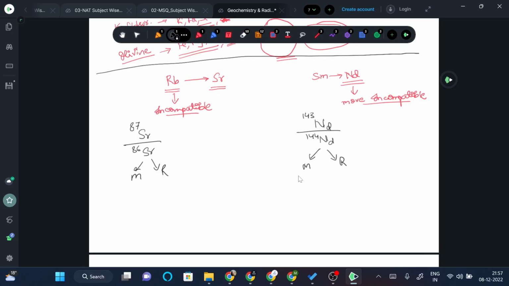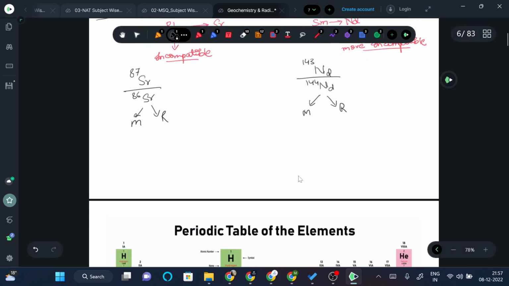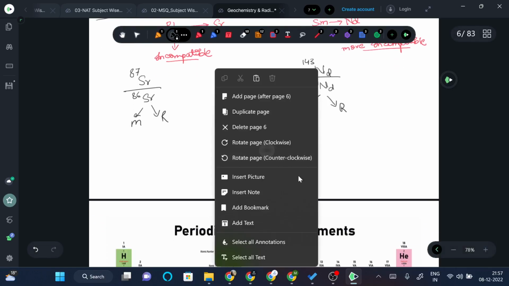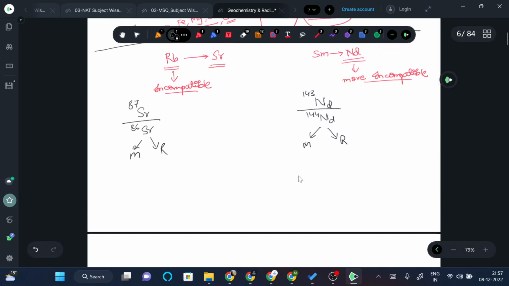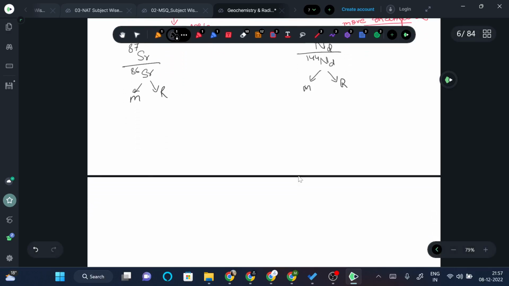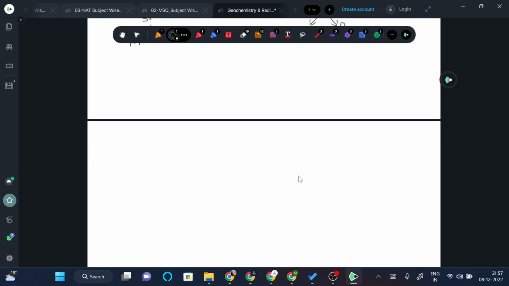Now, if you have ever seen the graph, there is a graph for each dating method. So you must actually know about these graphs. If you are appearing for GATE, these things are important. These are not that important for JAM, CSIR. Even in CSIR, the questions directly come based on graphs for these isotopic ratios. So here, let me just draw for Rb-Sr first. We'll take them one by one. Rb-Sr, I mentioned that this is more incompatible.